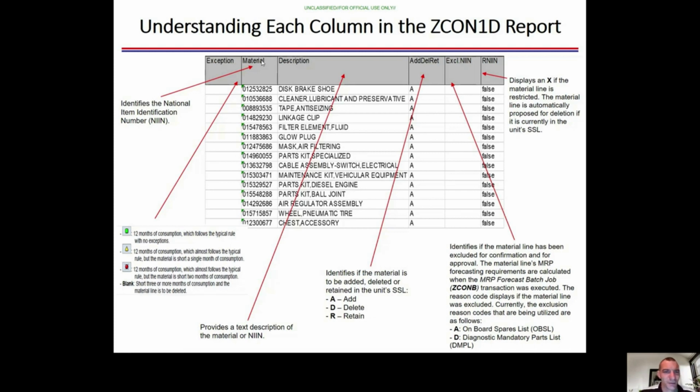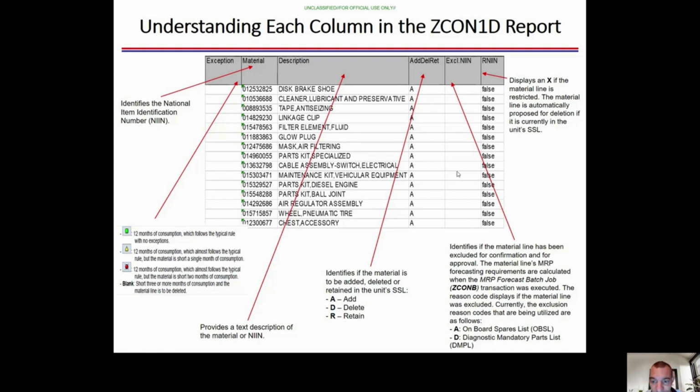So basically, your material column here is just going to be your NIIN, okay, what the equipment is or what the part is. Same thing with the description. It's going to provide a text description of the material NIIN, and then add, delete, retain. So here, this identifies the material to be added, deleted, or retained in your SSL. So like I said, A is add, D is delete, R is for retain.